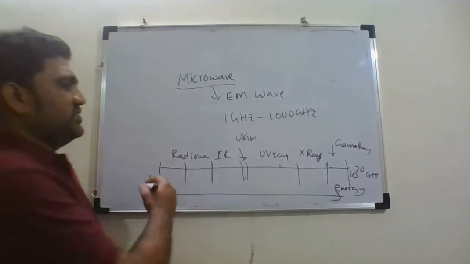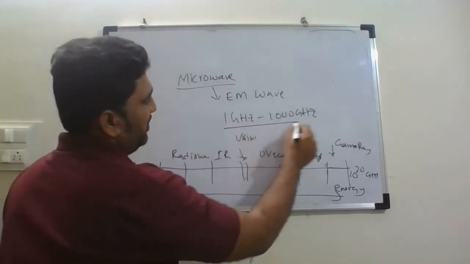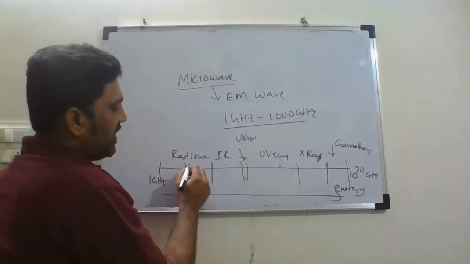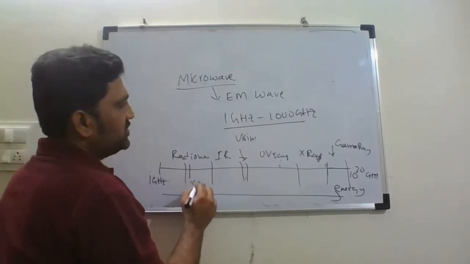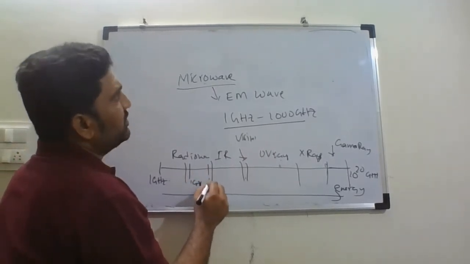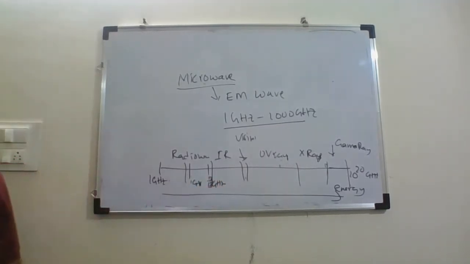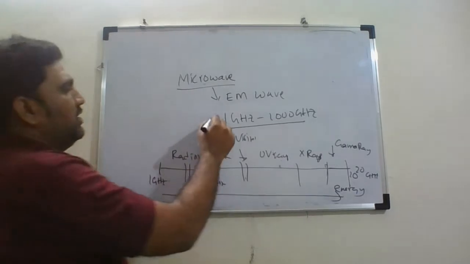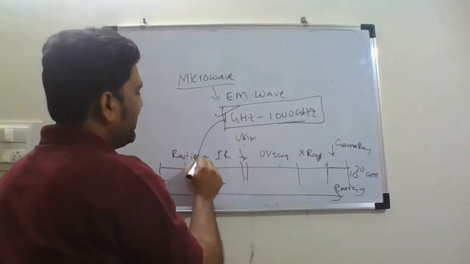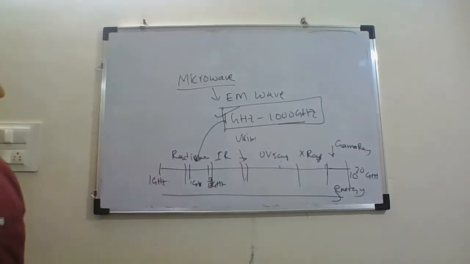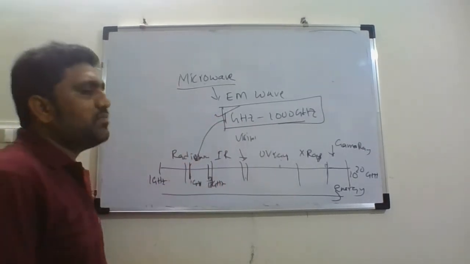Out of this entire spectrum, there is one range of frequencies from 1 gigahertz, somewhere in the radio waves, to 10 power 3 gigahertz, that is 1000 gigahertz. This particular spectrum is what we call the microwave spectrum, and electromagnetic waves of these frequencies are called microwaves.